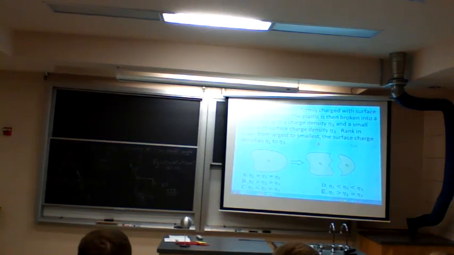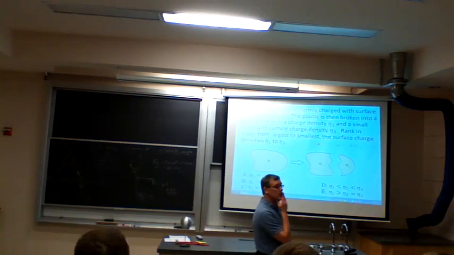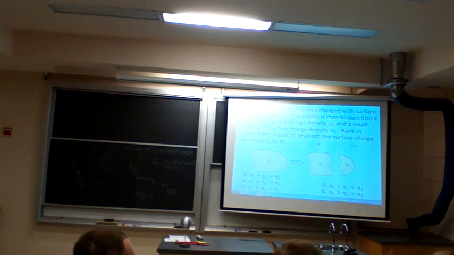Remember, eta is the surface charge density. There's some plastic, there's a charge uniformly spread across it. We're going to break that surface into a bigger piece and a smaller piece of the charge density for those pieces.